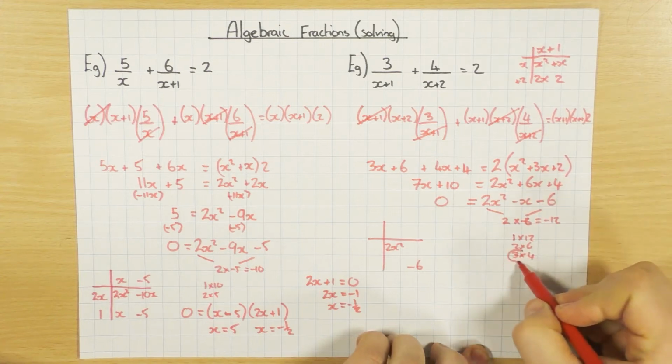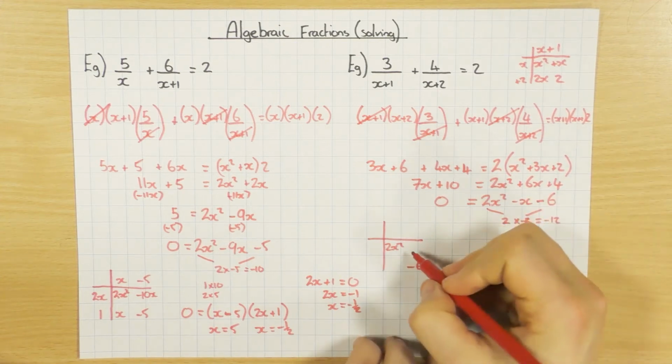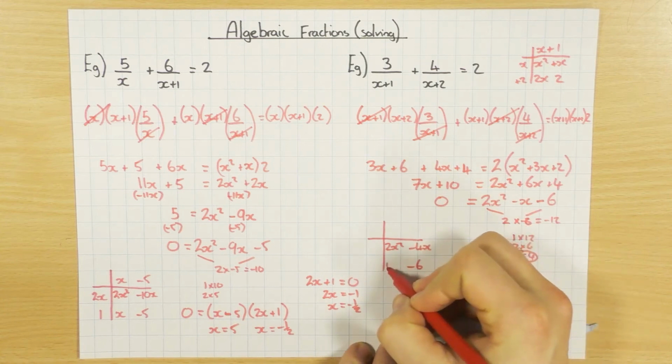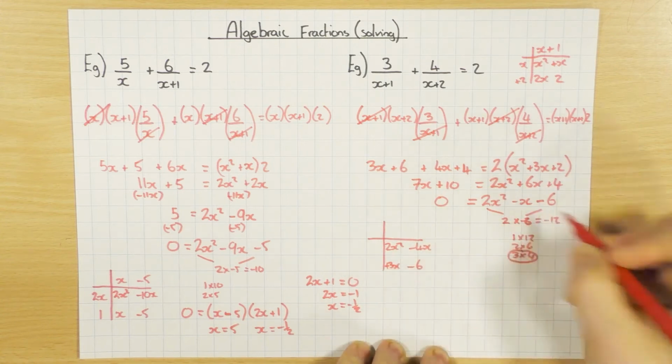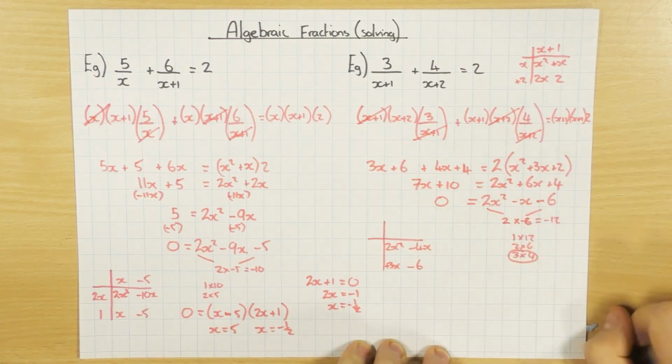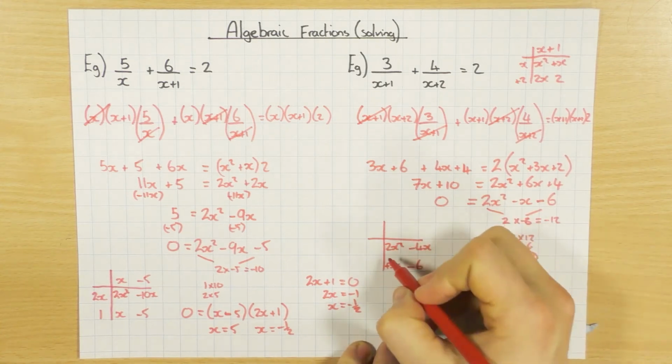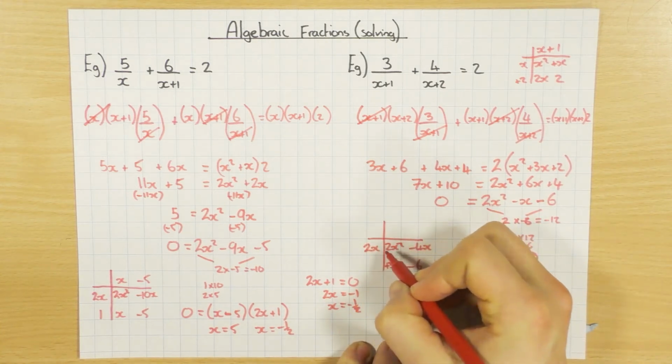Well, it's going to have to be the 3 and the 4. So if I have minus 4x plus 3x, that will give me my minus x. So that's the pairing I want. Factorise the top row. So 2x will come out.